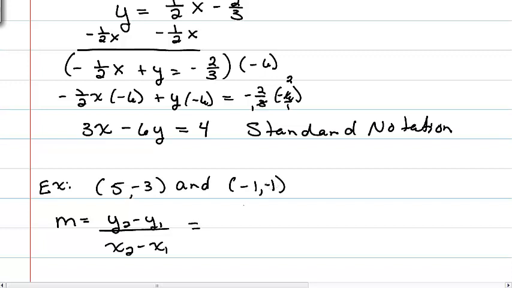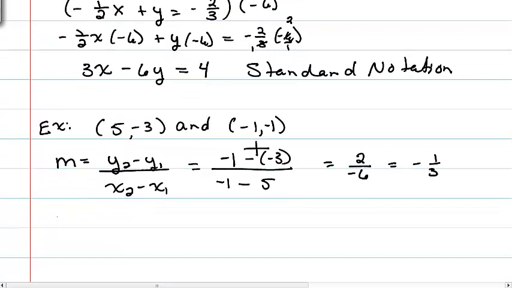So it would be negative 1 minus negative 3, and then negative 1 minus 5 in the denominator. Subtracting a negative becomes a plus, so it's negative 1 plus 3, which is 2. And in the denominator, I have negative 1 minus 5, which is negative 6. And so this is a slope of negative 1/3.